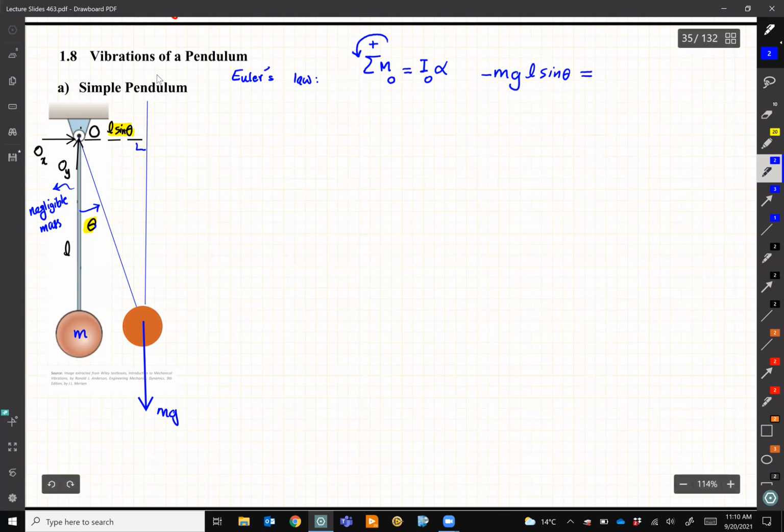Equal to, according to Euler's law, the total mass moment of inertia about O. Here I have a particle, which is mass m. The question doesn't tell us that it has a radius. If the question says that this is a sphere and it has a radius, that's a totally different story. But here, there's no talking about the size, so we assume it's a particle. And we know for a particle, the mass moment of inertia is simply the mass multiplied by the distance to that point squared. Okay, so that's I_O. And then alpha. Alpha is the angular acceleration. Because our variable here is theta, we can automatically show it by theta double dot.